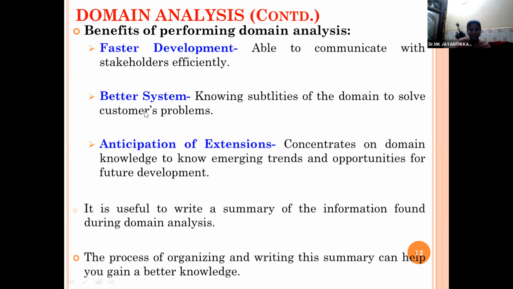It is useful to write a summary of information found during domain analysis. So after doing the domain analysis, we should write down an information or a software specification related with the summary of data that we collected from domain analysis. The process of organizing and writing this summary can help you gain better knowledge. So once you analyze the domain, the specification written based on the domain can be useful to write your complete project in a systematic way.